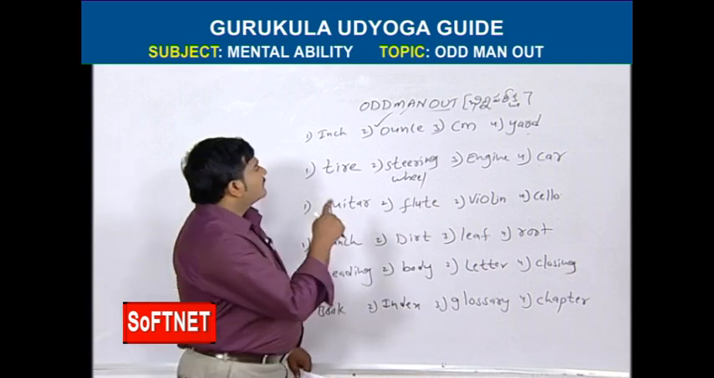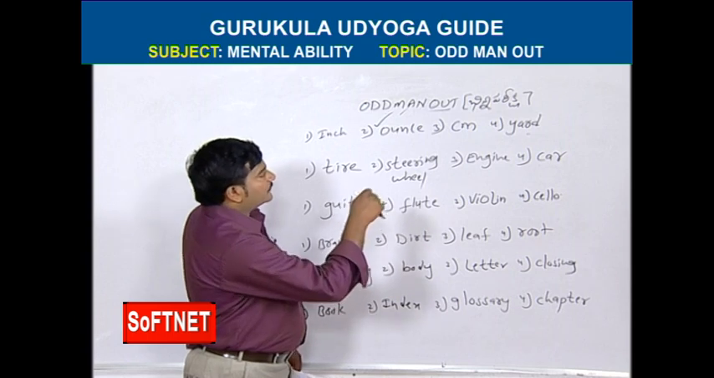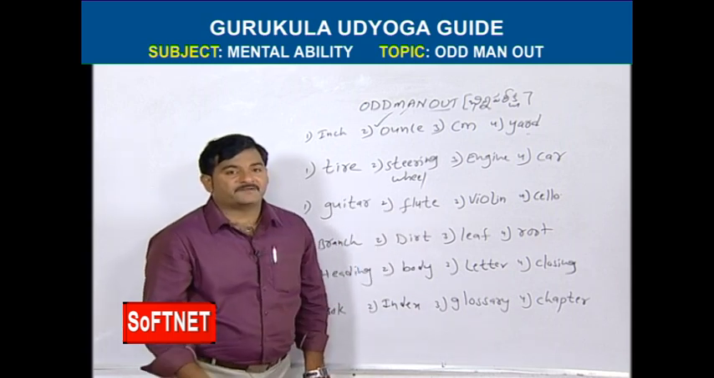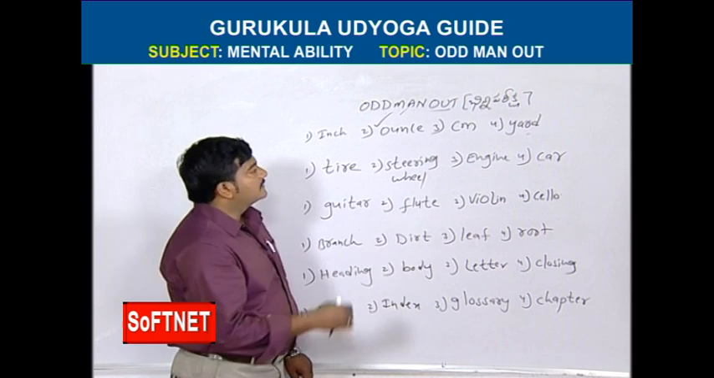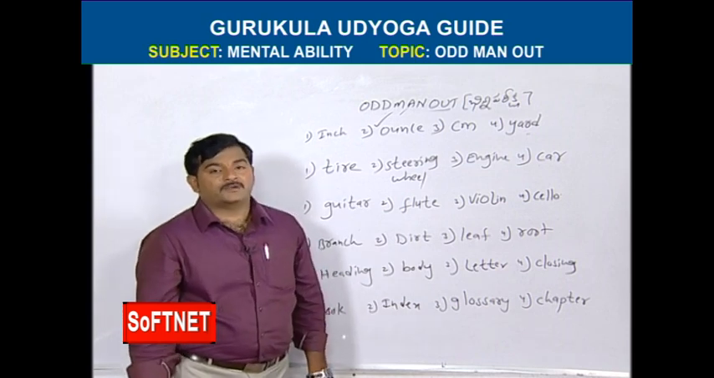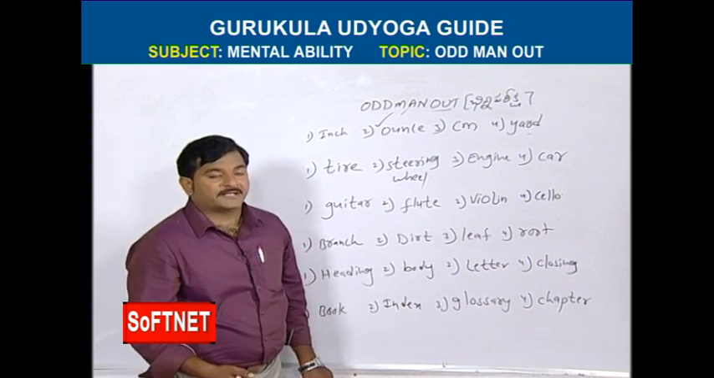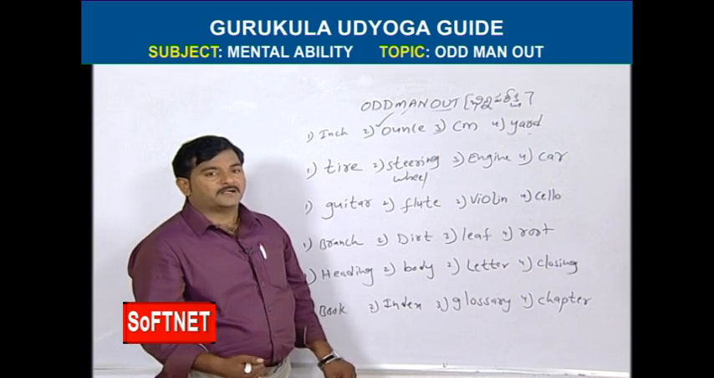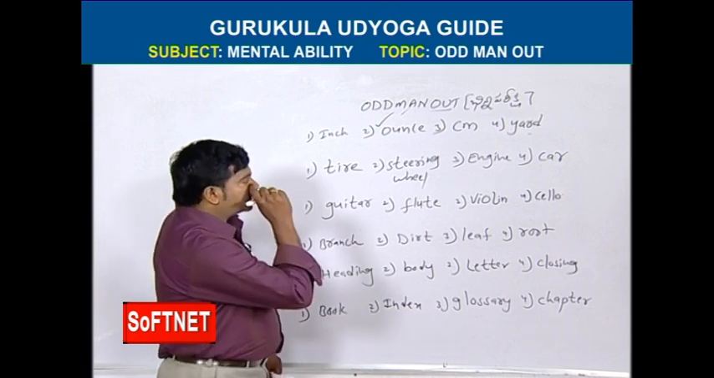I repeat, first option, third option, fourth option. With these 3 options we can find length, but whereas with the second option we can find weight. It is a unit of weight, not length. That's why the answer is the second one.